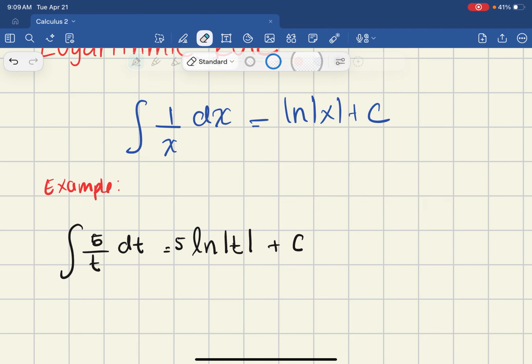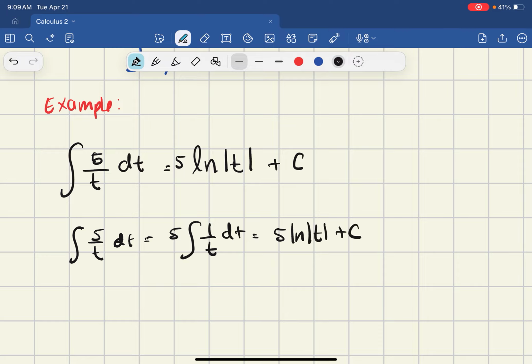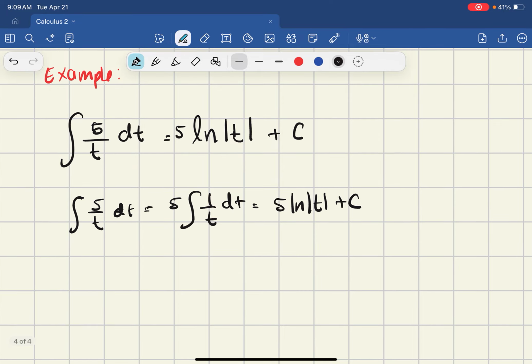Why is that? It's because I could have written this integral 5 over t dt as 5 times the integral of 1 over t. The constants can be pulled out. So this right here is 5 times the natural log of the absolute value of t plus c. Same thing, okay? So we have the 5 in front.